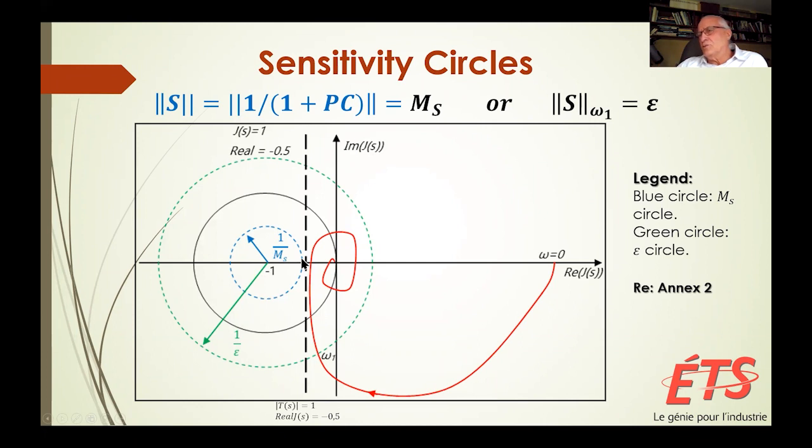Those are very simple geometric considerations. So if we could have something like that and then stick as much to the -0.5 as I could and then go back, would be fantastic. Or I could go around the blue circle as many times as there are right half-plane poles.